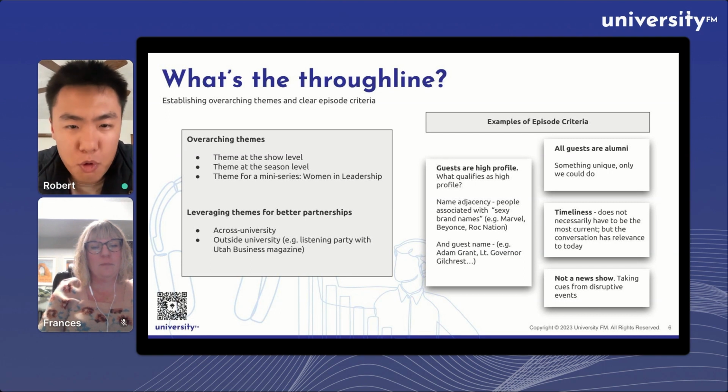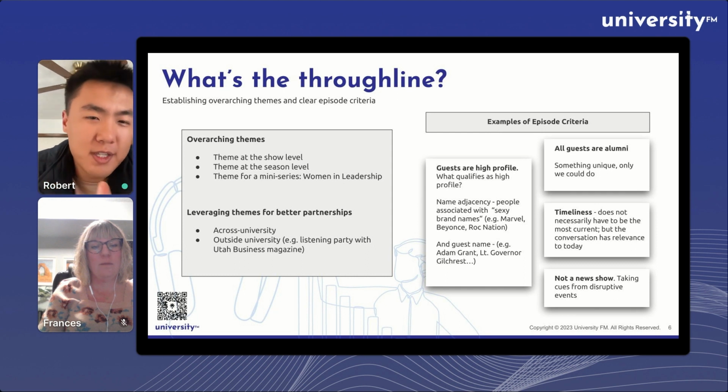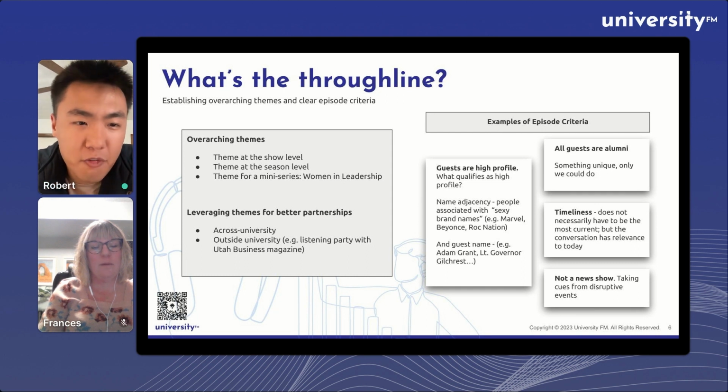or maybe all guests to be high profile. And there's a follow-up question to that: okay, what does high profile mean for the show? Maybe all the guests have to be alumni, if it's an alumni show, or if that's a key aspect of the show existing.